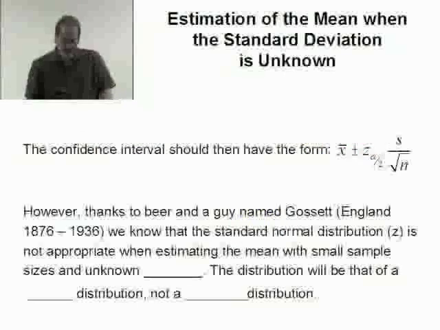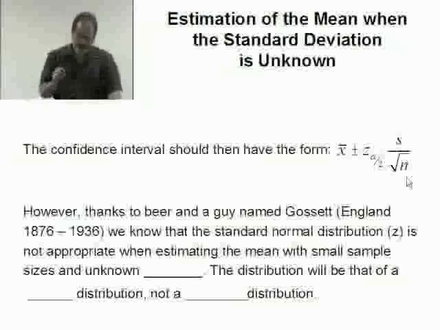Okay, so the confidence interval should look like this. It should have the form x bar plus or minus z of alpha over 2. We don't have sigma. Our best estimate for sigma is s, the sample standard deviation, divided by square root of n. See, if I had sigma up here, this would be the z interval that we've been doing. However, this is actually not accurate.